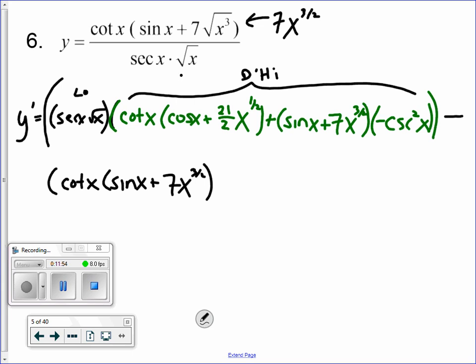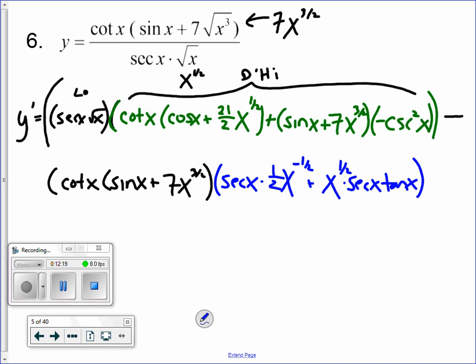And remember, square root of x is x to the half. So I'm going to use the product rule to get d low. So first, secant x times derivative of the second, 1 half x to the negative 1 half, plus the second, x to the half, times derivative of the first, secant x and x.